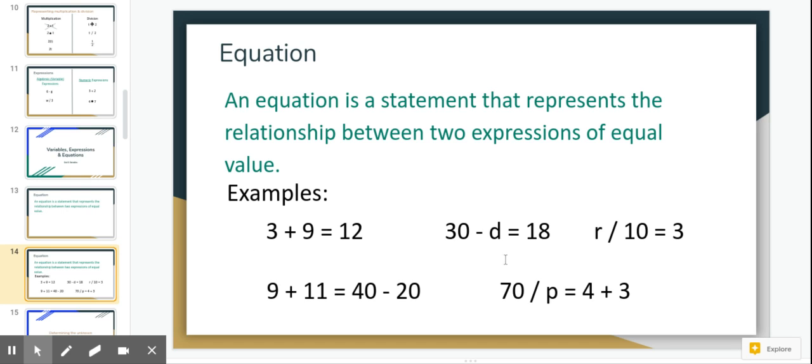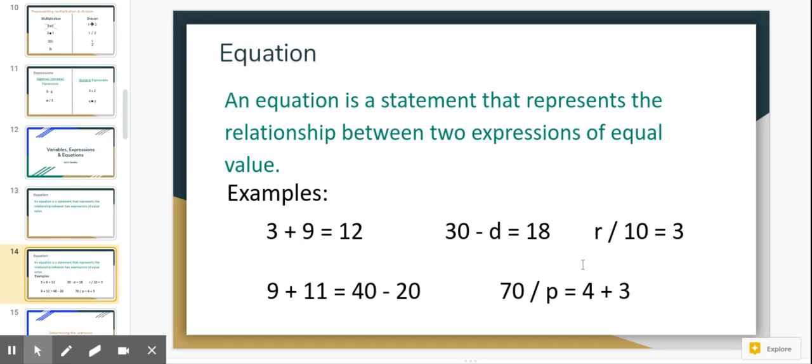In the first row, the left side of the equation has an operation, and then the right side of the equal sign has a number, a single number. So 3 plus 9 equals 12. The operation is addition, and you're adding 3 and 9, and that equals 12. The next one is 30 minus d equals 18. You're doing subtraction. You're subtracting a variable from a constant, and that equals 18. R divided by 10 equals 3. Again, division on one side with the operation, and then on the other side, it's a single number.